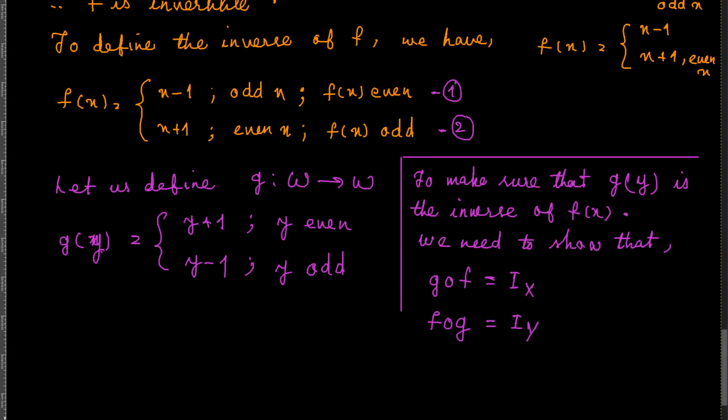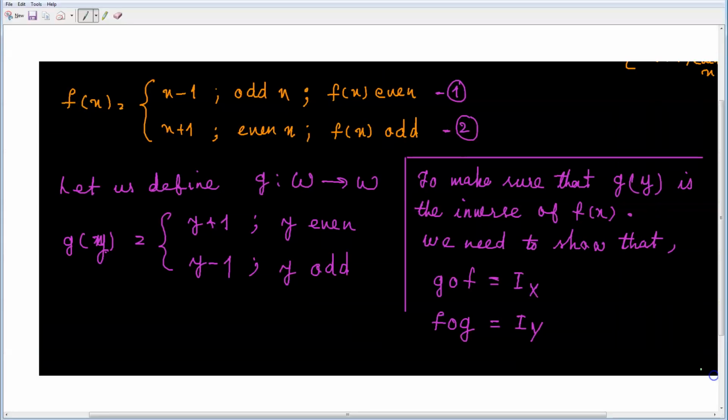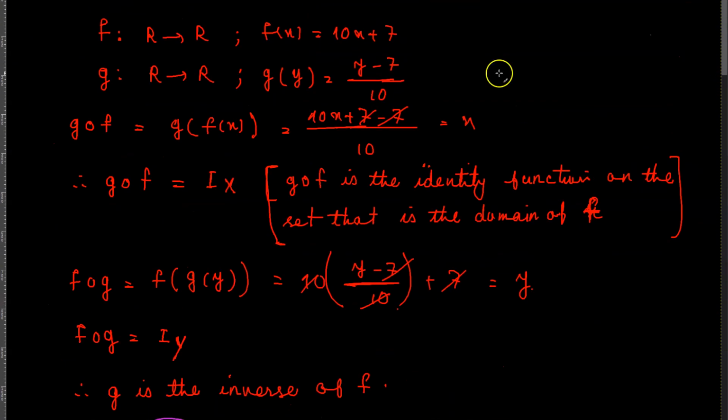So now let me make a screenshot here, and then we will move to another sheet. Okay. So we want to show that g∘f is equal to I of x, and f∘g is equal to I of y.